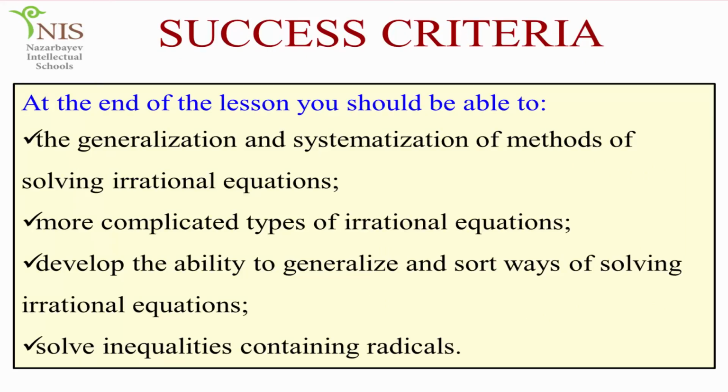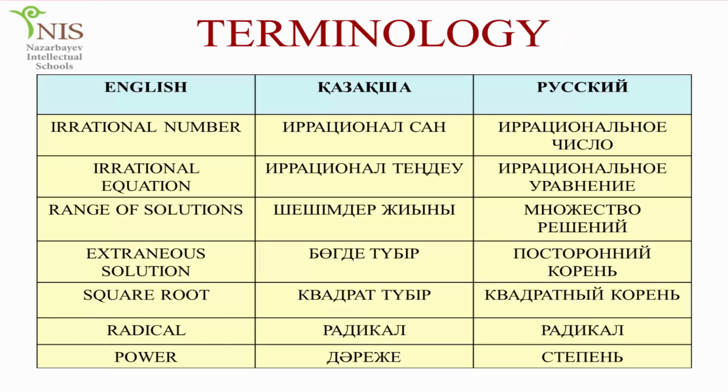Let's talk about the success criteria. At the end of the lesson, you should be able to understand the generalization and systematization of methods of solving irrational equations. You should learn about complicated types of irrational equations. You should be able to develop the ability to generalize and sort ways of solving irrational equations. And also you should be able to solve inequalities containing radicals.